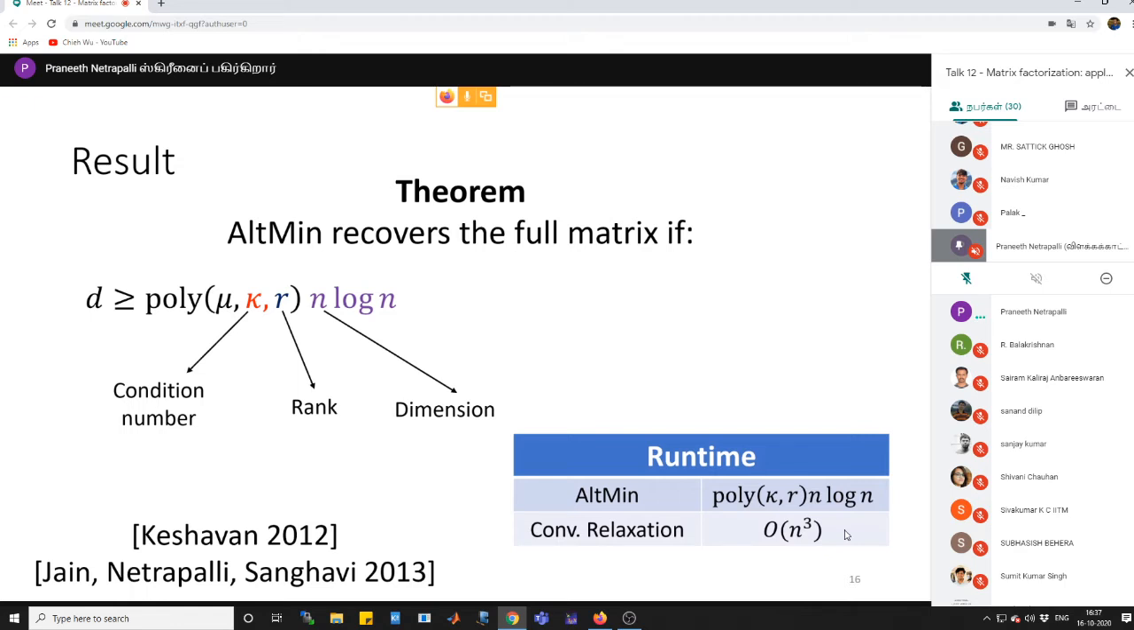Okay, and then you show that you exactly converge to the matrix with high probability, or what do you show? So in order to get epsilon accuracy, you need to run this algorithm for poly of kappa r log 1 over epsilon iterations. Okay, so there is a dependence on epsilon as well. Yeah. Whenever you have iterative algorithms, you'll have a dependence on epsilon, so it will be log 1 over epsilon here. Okay, thank you.